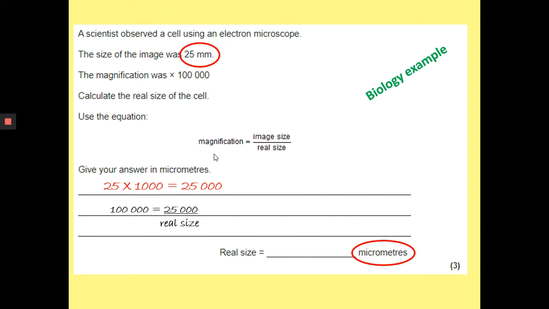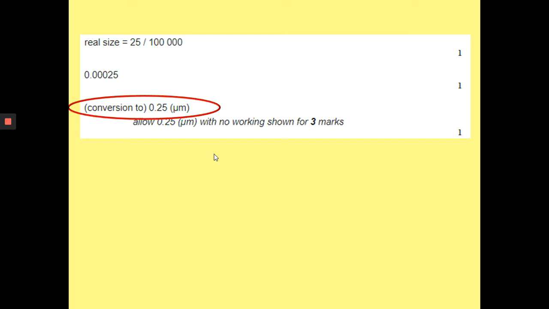So for the rest of the calculation, I input my numbers into the equation that they've given me. Now I do need to rearrange that equation to give me 25,000 divided by 100,000, and that will give me the real size of 0.25 micrometers. And here's the mark scheme, which shows that you get a mark just for converting your unit into micrometers from the millimeters.